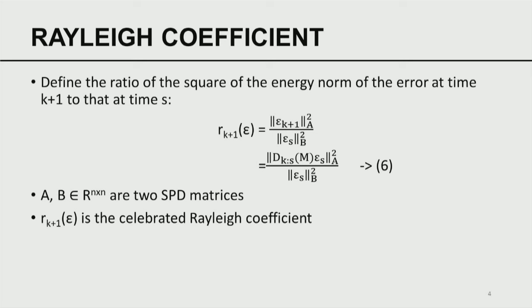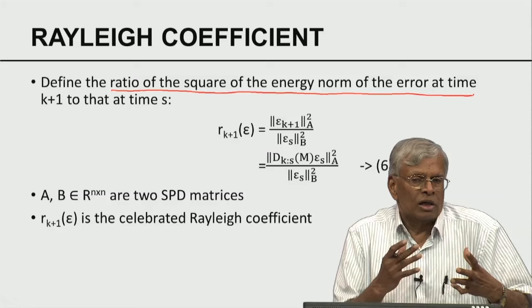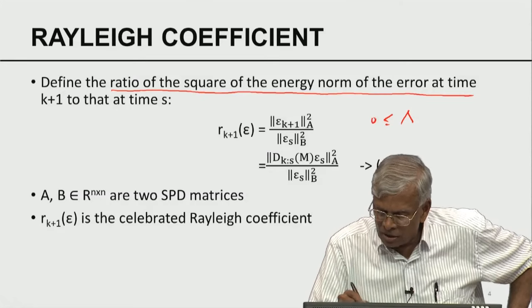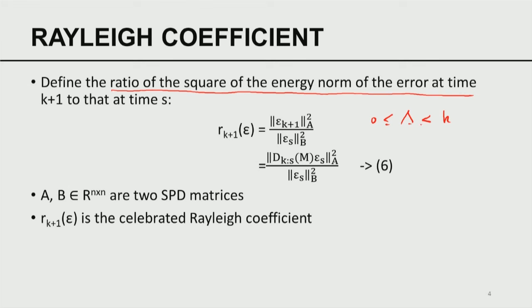The Rayleigh coefficient is simply the ratio of the square of the energy norm of the error at time k plus 1 to that at time 0. So, in the previous slide, we related the error at time k plus 1 to the error at time s. Error at time k plus 1, epsilon k plus 1, is a vector. Error at time s is a vector. S in general could be 0 or anything, so s is greater than 0 and less than or equal to k. So, that is essentially the range for s.